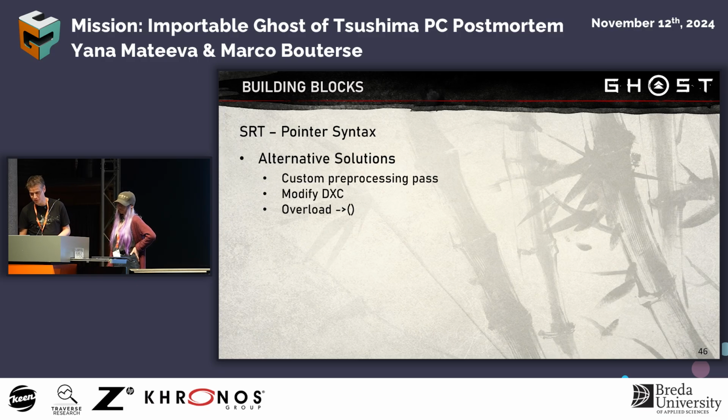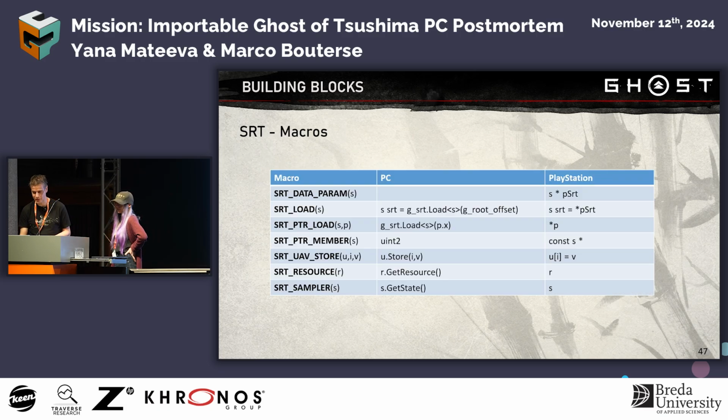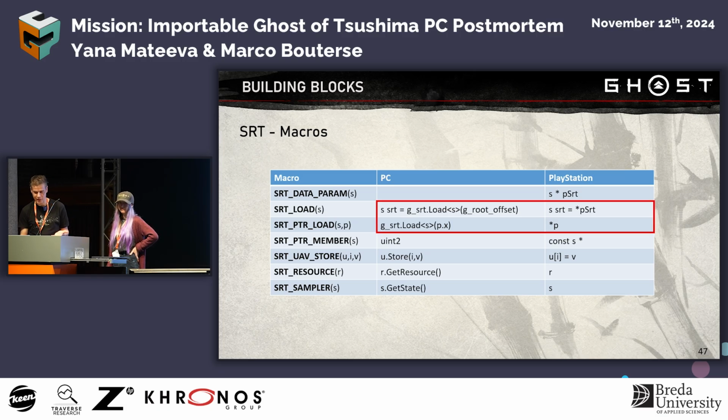We considered some alternative solutions like a custom preprocessing pass or even modifying DXC. But we chose a pretty low-tech solution and just wrap everything into regular macros. And we chose to dereference the pointers as soon as possible, so we can just use regular access afterwards. So here's an overview of our macros, mostly for reference here. Let's zoom in a bit on the load ones. On PlayStation, you can see here that the pointer that's passed in is directly dereferenced. And on PC, this is actually an offset into our buffer.